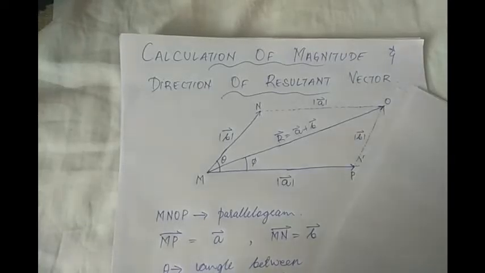In the last video, we looked at the different rules for addition of vectors: triangle rule, parallelogram rule, also polygon rule. We also saw how triangle rule and parallelogram rule are one and the same. Also polygon rule, triangle rule being the same. In today's video, we are going to see how to calculate the magnitude and direction of the resultant vector.